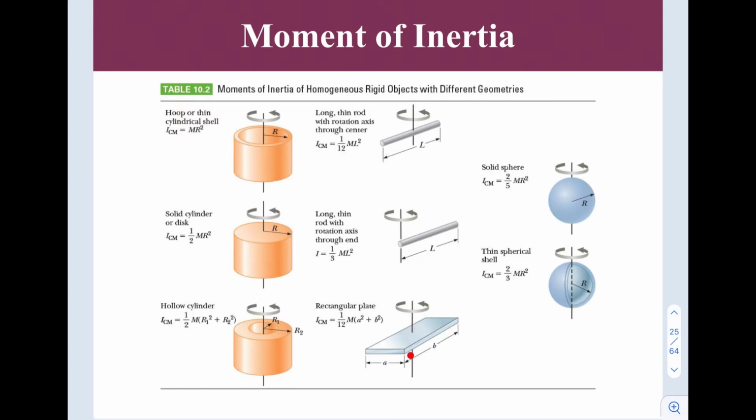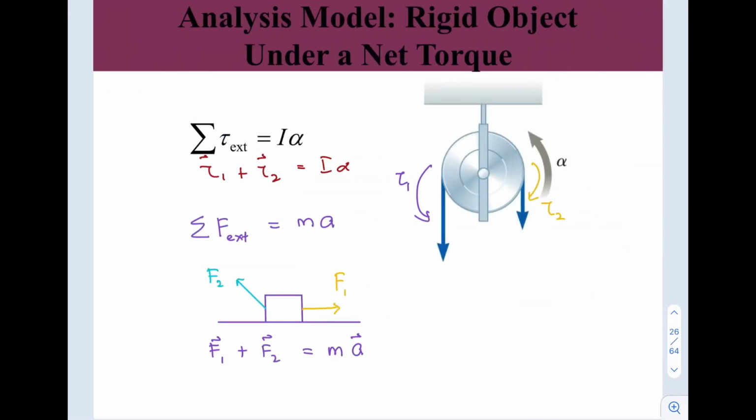If you have a rectangular plate and the axis of rotation is at the center, then I is 1 over 12 m, a squared plus b squared. For a solid sphere, I at the center is equivalent to 2 over 5 m r squared. For a thin spherical shell, the formula is 2 over 3 m r squared. Don't worry, table 10.2 here will be given in your test or your exam.